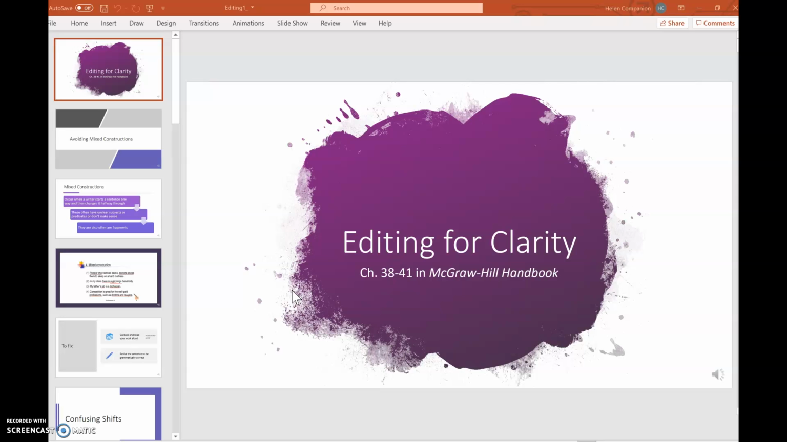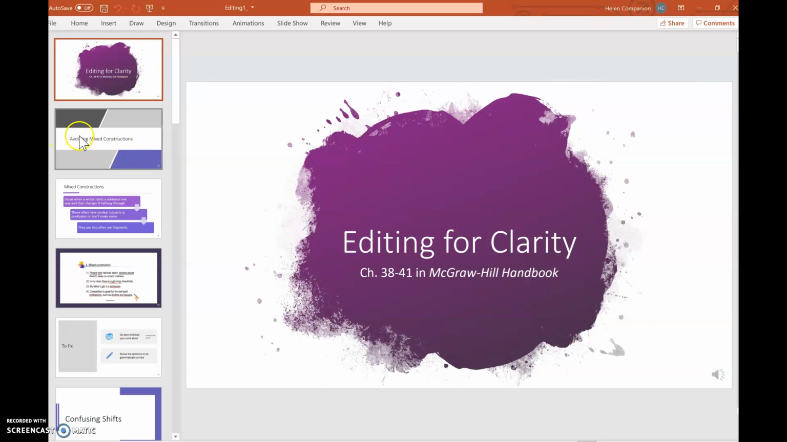The second part of today's lecture is talking about editing for clarity. This is the information that's in chapters 38 through 41 in the McGraw-Hill Handbook, and you may want to take a look at that as well, because it'll go into more detail than we'll be able to go into here.